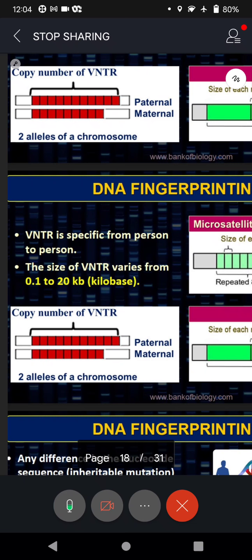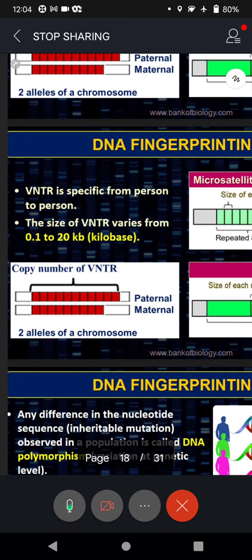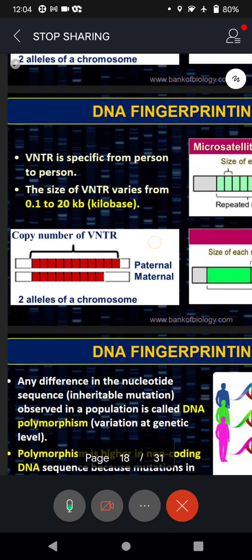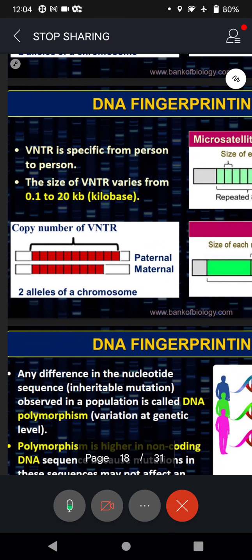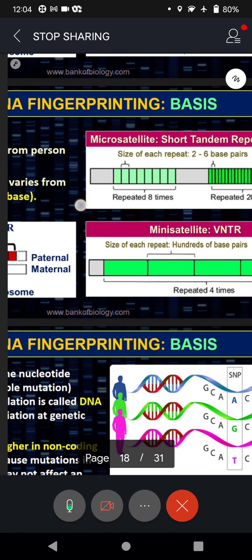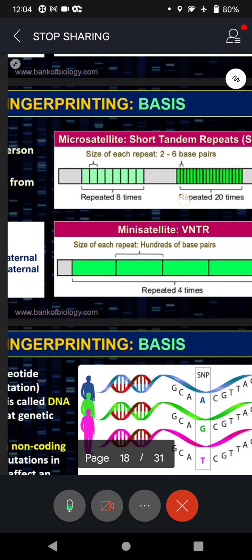So VNTR is specific from person to person, and the size, you see, is very small, 0.1 to 20 kb. Look at God's creation. Just with the small size difference we are able to catch lakhs of people. That is the greatness of God, isn't it? Now look at that. Again he is giving one more.